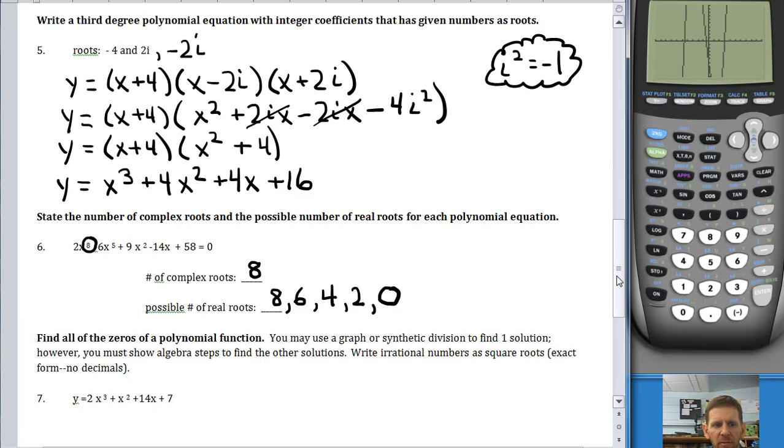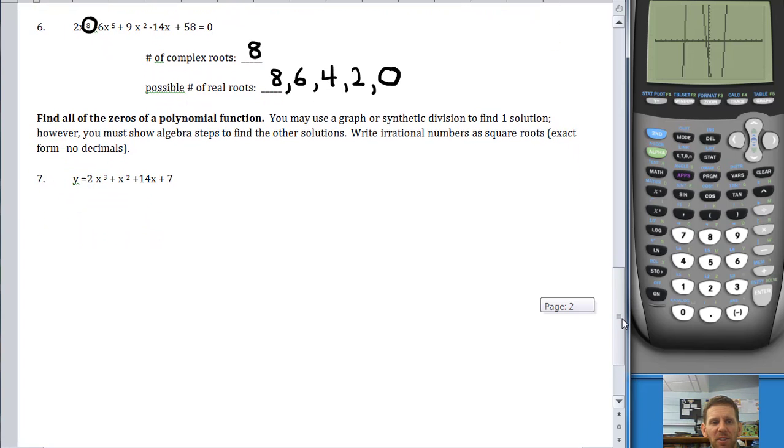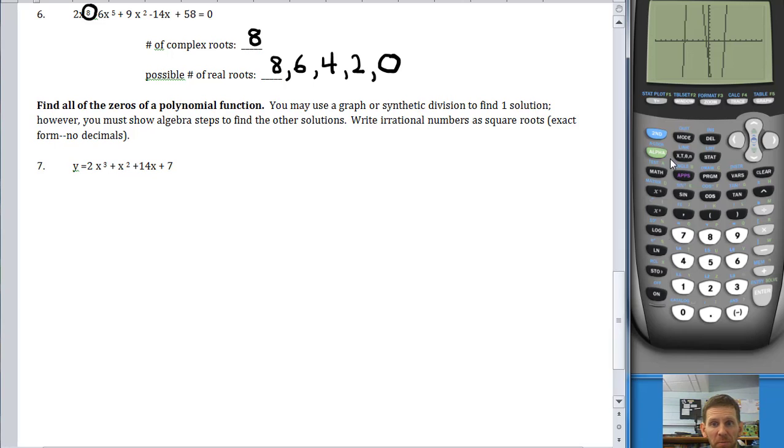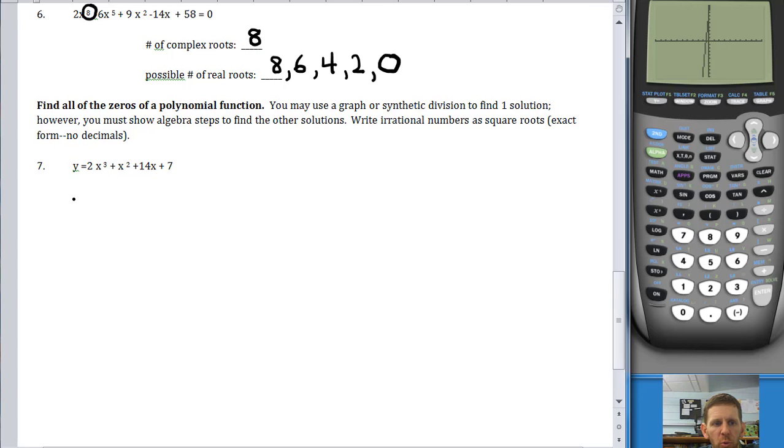Number 7, find the zeros of the polynomial function. You may use a graph or synthetic division to find one solution. Hey, that's a good idea. Let's do it. So we've typed our equation in here. We're going to graph this and look for an x-intercept. They're kind of hard to find, but there is one, and it looks like it's around negative 0.5. You could do the same procedure we did earlier to actually find it, but negative 0.5 should work out.